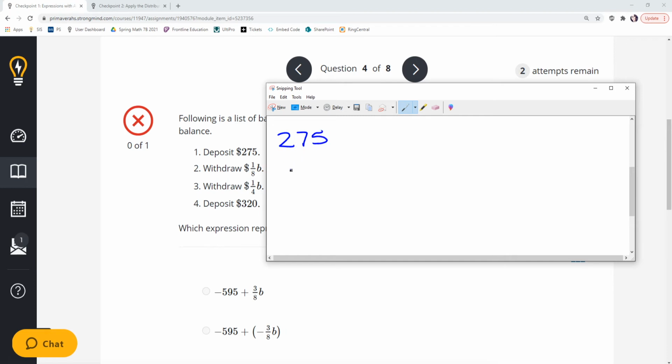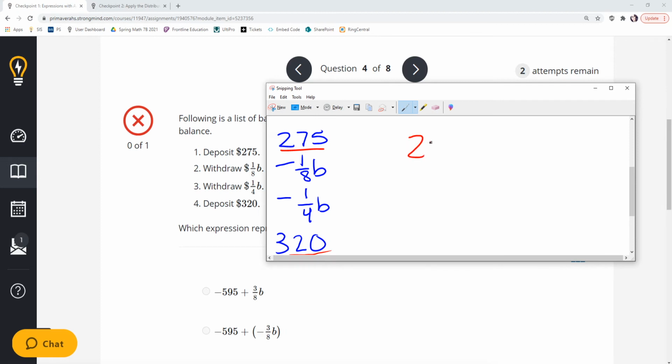When I am withdrawing money, I am taking money out of my bank account. So since I'm taking money out, my bank account is going to get smaller. So anytime I see a withdraw, that is going to be a negative. So this is negative 1 over 8b. Another withdraw is going to be negative 1 over 4b. And then the last one is a deposit. So that's going to be a positive number. Okay. Here I can combine my two regular numbers, right?